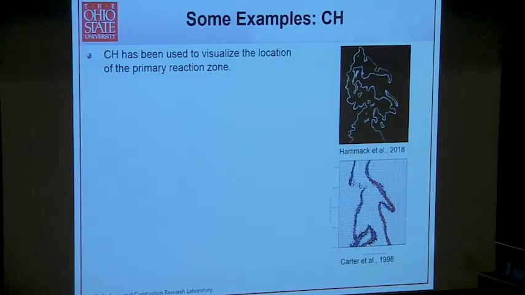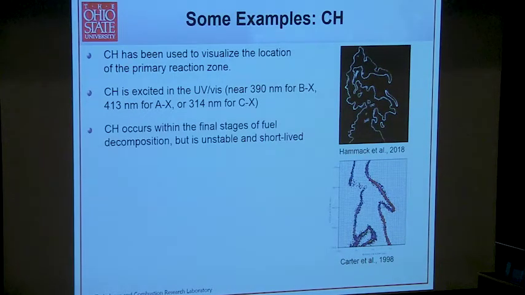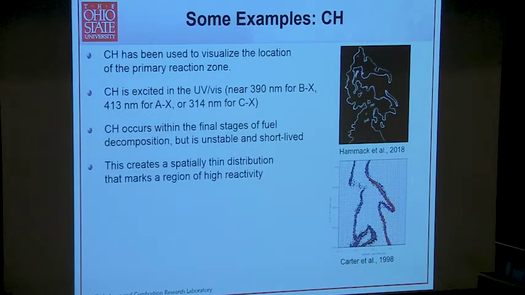CH is another marker that's used. CH is primarily used to visualize the reaction zone. Okay? So CH is excited, depends on your transition, 390 for the B-X, somewhere around 413 for the A-X transition, or 314 for the C-X transition. The reason why CH is used is it occurs during the final stages of fuel decomposition. It's unstable and short-lived, so you get these narrow, thin spatial distributions that mark regions of high reactivity.